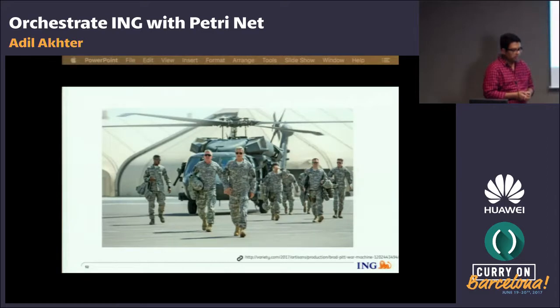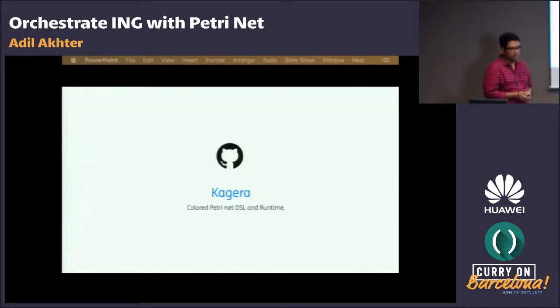And therefore, we started with a team of developers to build a colored Petri Net DSL and runtime. A colored Petri Net is a bit different from a normal Petri Net. In a normal Petri Net, the tokens don't have any value in them, but in a colored Petri Net, the token has value and type as well. You can think of it as a domain object in your system, like account or user. So we built this library that allows you to model colored Petri Net and also run it in an Akka cluster.